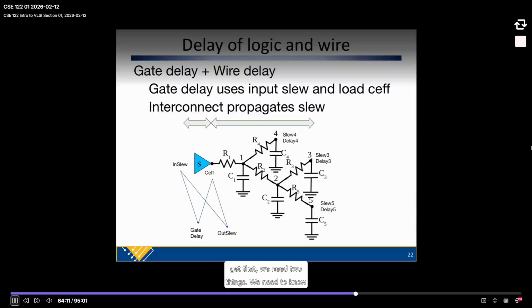And to get that, we need two things. We need to know the output capacitance of gate S and the input slew. So we're going to assume the input slew of the inputs is available, and it comes from off chip somewhere, and so you can set it to just a value. Now, what is this C effective?